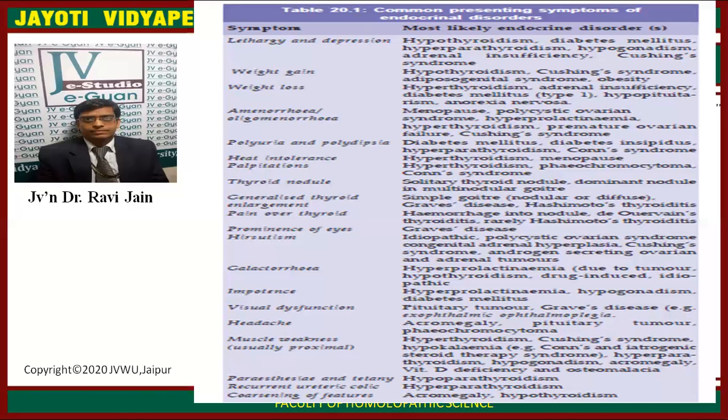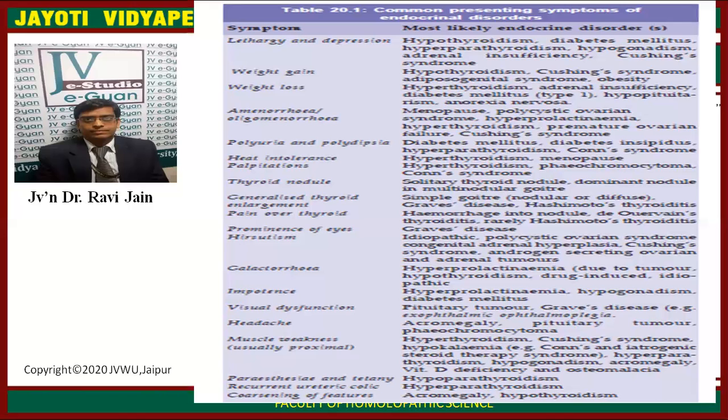In case of thyroid nodule, you can think of solitary thyroid nodule, dominant nodule in multinodular goiter. In generalized thyroid enlargement, always think of simple goiter, nodular or diffuse, Graves' disease, Hashimoto thyroiditis. If we have pain over the thyroid gland, then we can think of hemorrhage into a nodule, recurrent thyroiditis, rarely Hashimoto thyroiditis. For prominence of eyes, you can think of Graves' disease.